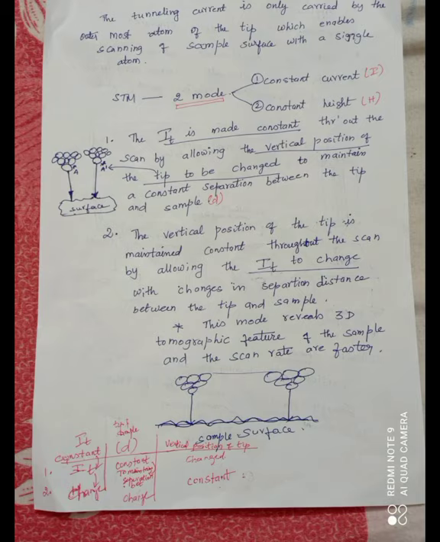If you want to keep the tunneling current constant, D has to be constant and the vertical position of the tip has to be changed. If the vertical position of the tip has to be maintained constant, then I have to change the tunneling current and the distance between the tip and the sample. That is the main thing you are supposed to do with respect to constant height mode.